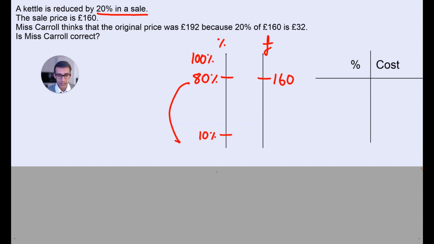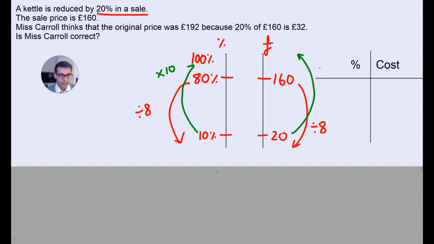So if we divide by 8, we get 10, and 160 divided by 8 is going to give you 20. If we go up now from 10 to 100, we're going to multiply by 10, and we're going to multiply 20 by 10. So 20 times 10 is 200. So actually, the original price of the kettle, very fancy kettle, bougie kettle, is £200, not 192.